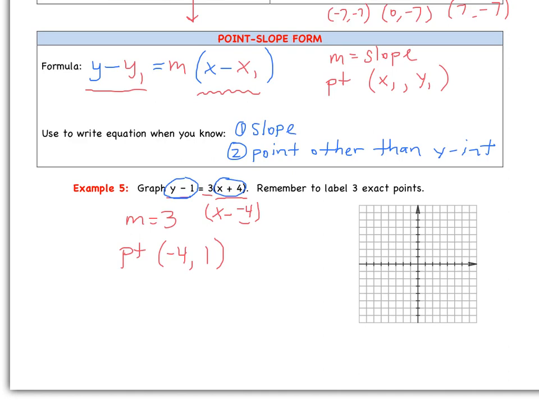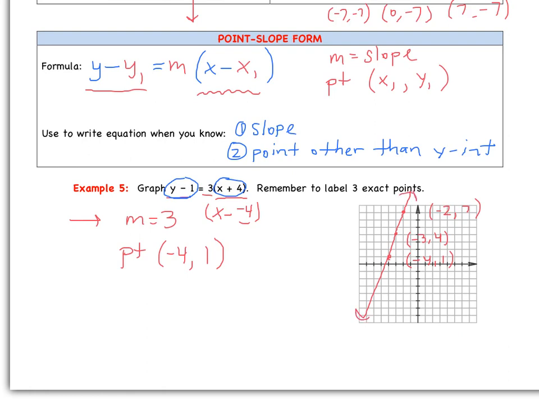So we can go ahead and graph (-4, 1), and we plot that there. And now we use our slope of 3, count up 3 units, 1, 2, 3, and over 1. And that gets us to the point, let's see, (-3, 4). And then we count up 3 and over 1 again to get us to the point (-2, 7). And we started at the point (-4, 1). Now we go ahead, we draw our line.